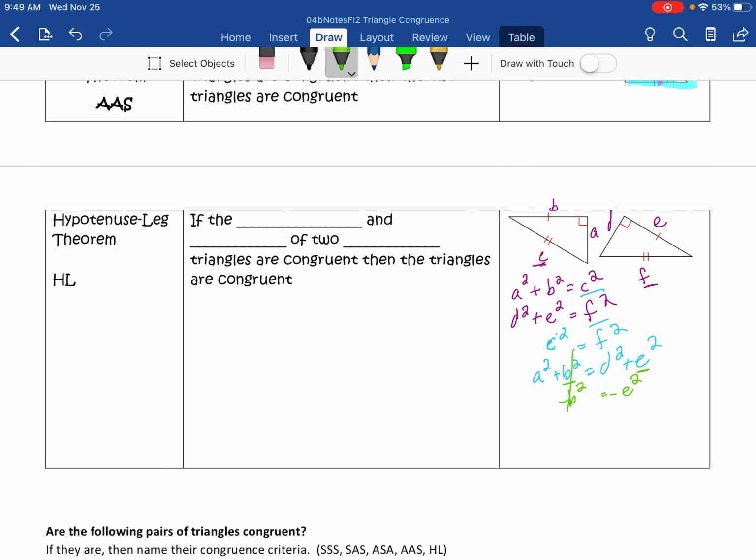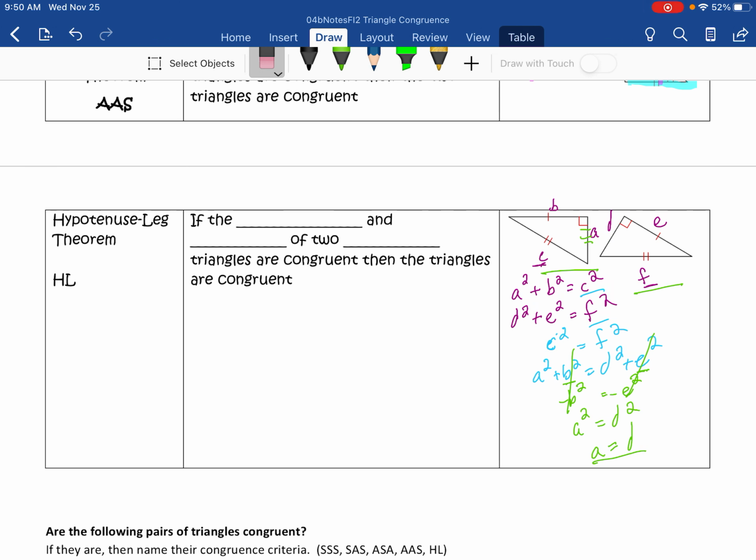So I can actually subtract B squared and E squared from each side, and so my conclusion is, well, then A squared has to be equal to D squared. So basically, because of the Pythagorean theorem, if the hypotenuse and leg of one right triangle are congruent to the hypotenuse and leg of another right triangle, then the third sides must be congruent. So this side would have to be congruent to this side, and these triangles would be congruent by side, side, side. That's the whole reason why this one works: this is side, side, side in disguise.